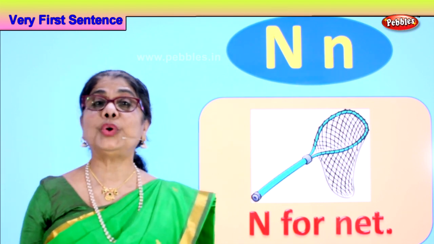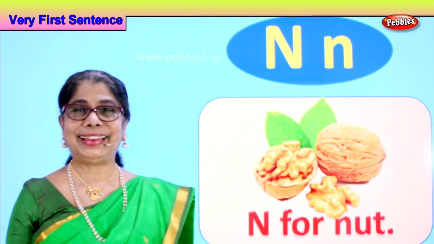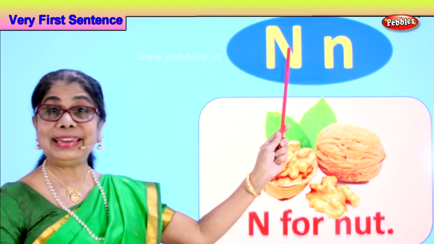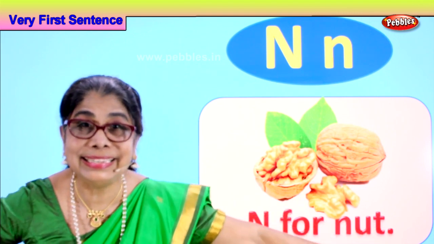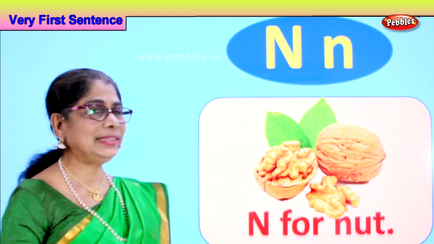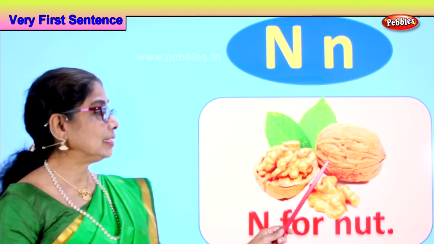Very good. Let's go to the next picture and see what we have there. Capital letter N, small letter n, and the sound is N. What picture is this? Picture of a nut. This is a nut.